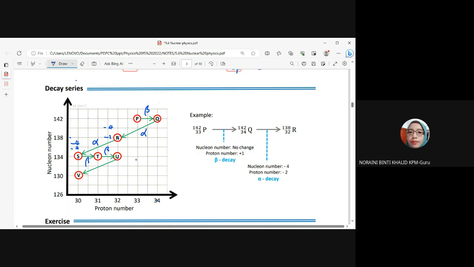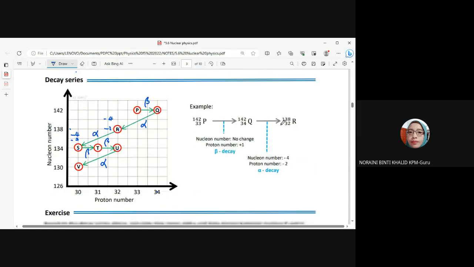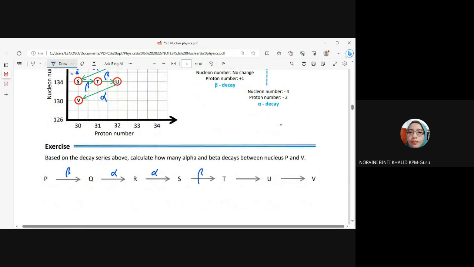You can see the nuclear number reduced by 4. Proton number reduced by 2, alpha. So from here, it released how many alpha? 1, 2, 3. And then how many beta? 1, 2, 3. Okay. Maksudnya sini ialah tadi beta, alpha, alpha, beta, beta, alpha, beta, beta, alpha.